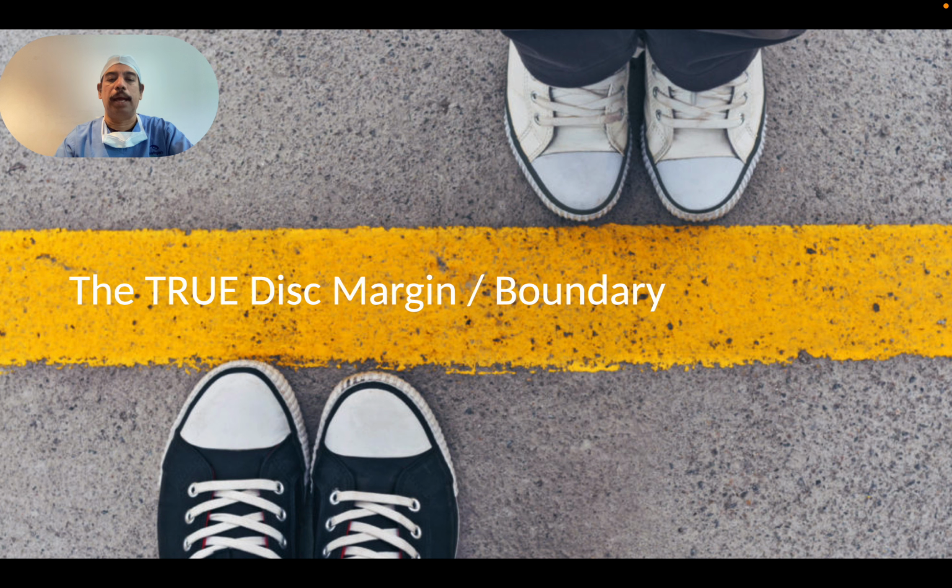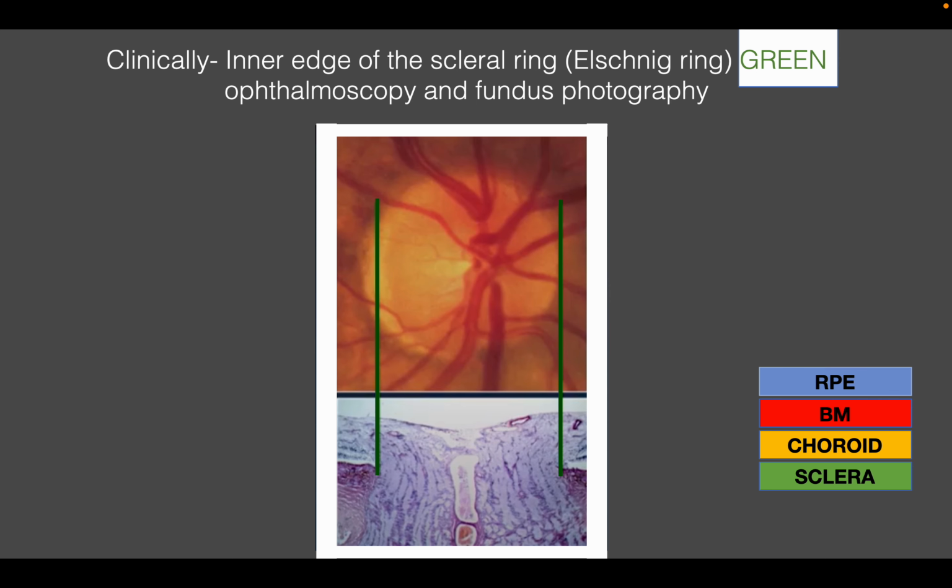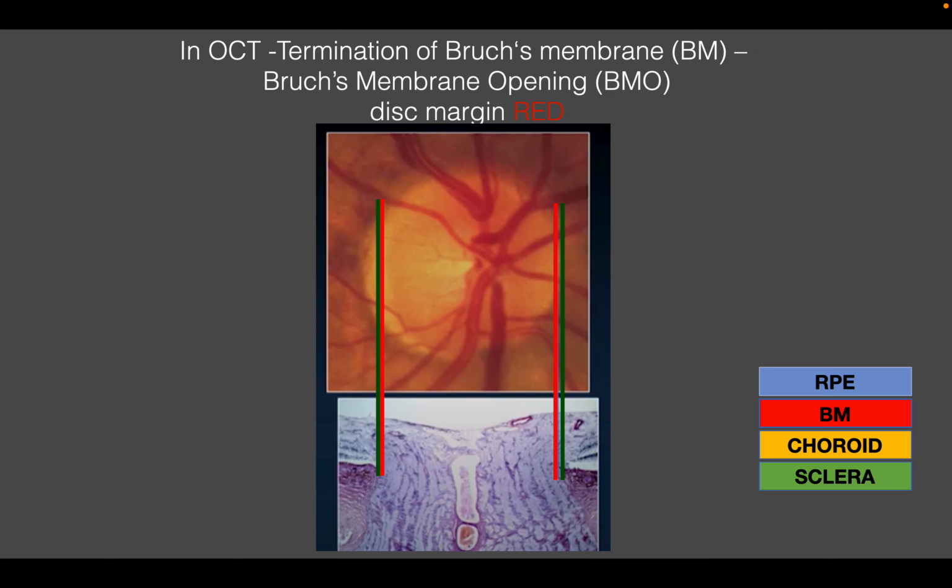So what is the actual margin, or what is the true disc margin or the boundary? When you do the clinical examination, we really look at the inner edge of the scleral ring, otherwise called the Elschnig ring in ophthalmoscopy or in the fundus photography. So that is basically the sclera, the inner edge of the scleral ring.